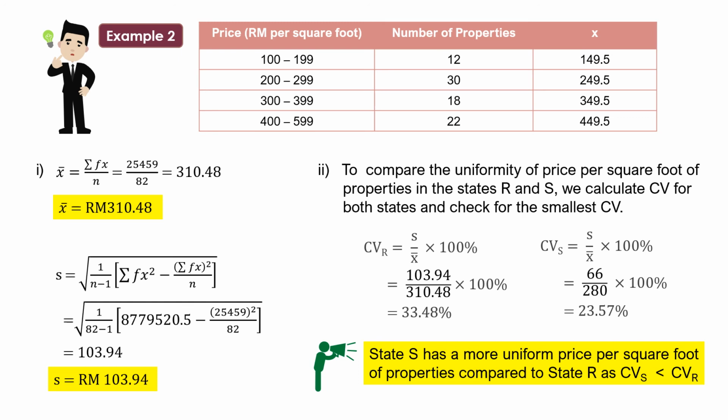This is why CV can be used as the measure of variability or dispersion. Now we can see that the two data sets have different variability. Okay, that's all.